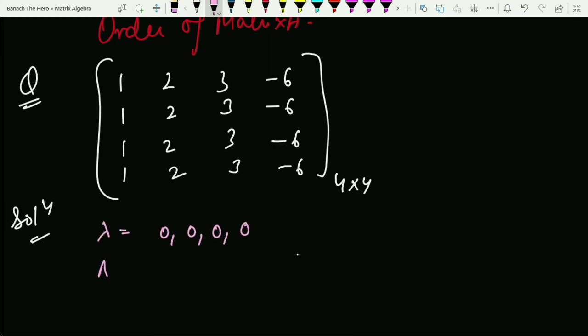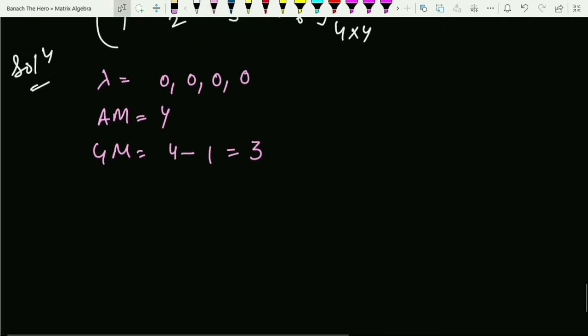What is the AM? AM is 4. What is GM? GM is n minus the rank of A minus 0, where n is 4. So what is the rank of the A matrix? That is a rank 1 matrix. So 4 minus 1 equals 3. Clearly AM is not equal to GM, so this matrix is not diagonalizable. But let me see what the Jordan blocks are and how I can check the diagonalizability using the JCF. So the simple concept.